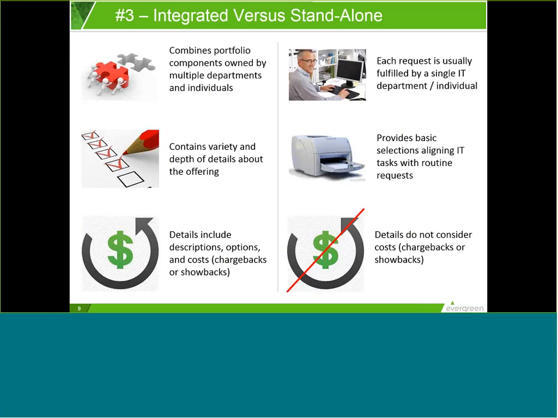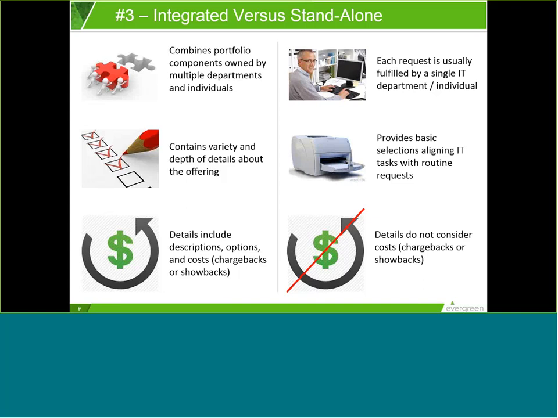The service catalog should present services that are composed of a variety of components defined in the service portfolio, as we said. Component capabilities are typically the responsibility of distinct departments and operationally delivered to the customer by groups based on operational level agreements. Requests are typically delivered by a single department or individual working from a queue or list of requests.